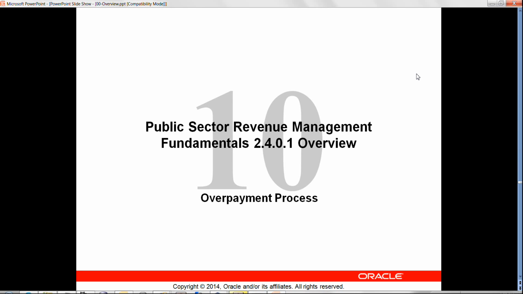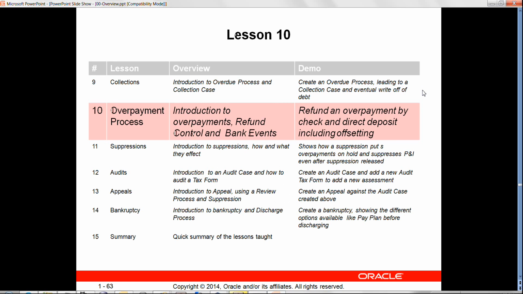Welcome to Lesson 10 of PSRM Fundamentals Overview. Here we'll be looking at the overpayment process. An overpayment process is used to eventually refund an overpayment, a credit on an obligation, to a taxpayer, and we'll be looking at the different entities involved, including overpayment process, refund control, and bank events.